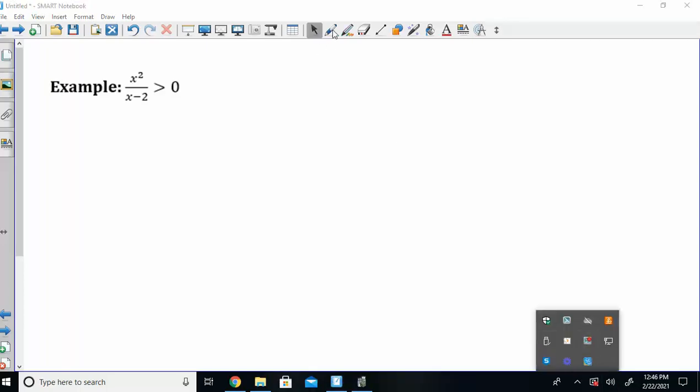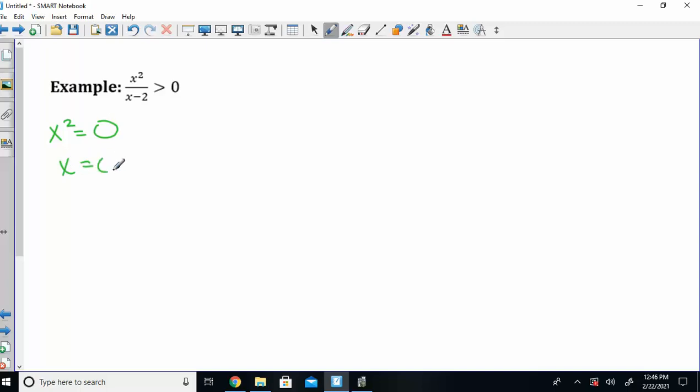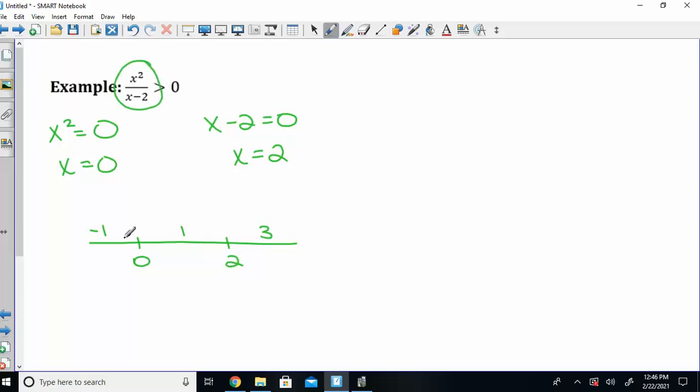If we set the top equal to 0, you just get 0. You set the bottom equal to 0, you get 2. You can either do your test points or the graph. You're plugging in using this. So if I put a negative 1 in, I get a positive over a negative, which is negative. If I put in a 1, positive over negative, which is negative. If I put in 3, positive over positive is positive.